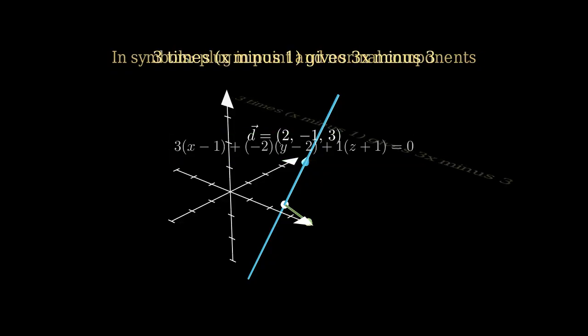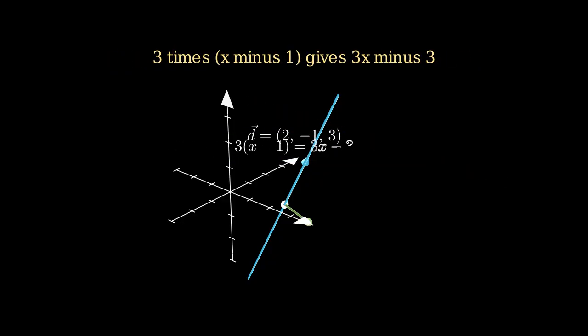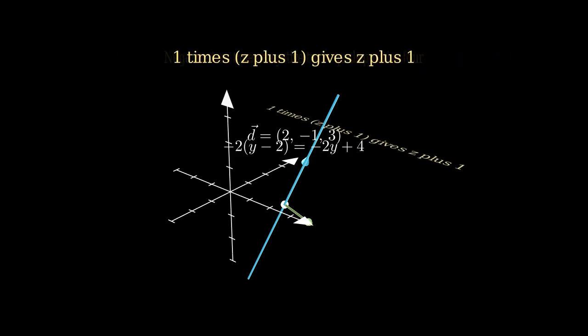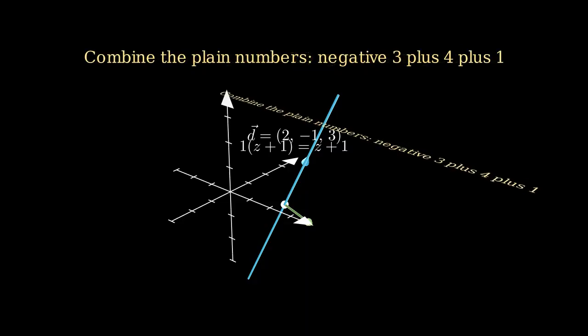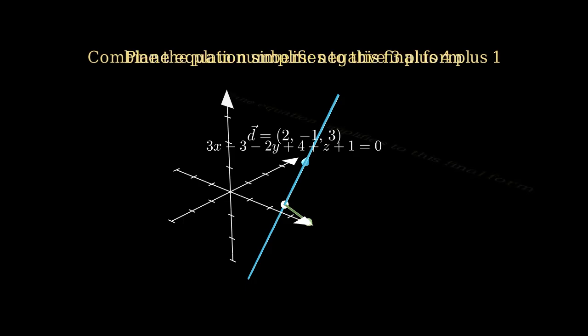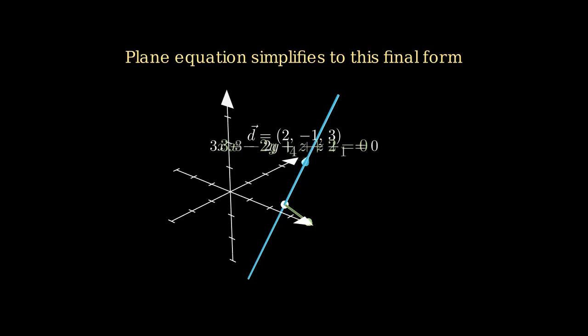Let's expand each bracket carefully with no steps skipped. 3 times the quantity x minus 1 gives 3x minus 3. -2 times the quantity y minus 2 gives -2y plus 4. 1 times the quantity z plus 1 gives z plus 1. Now we add all these pieces together and combine the plane numbers. -3 plus 4 plus 1 gives +2, so the equation of the plane simplifies to 3x minus 2y plus z plus 2 equals 0.